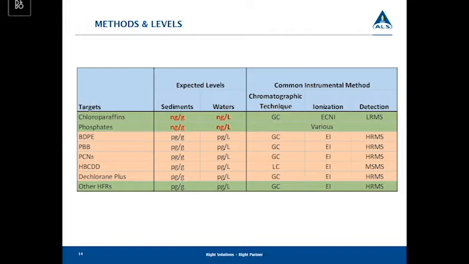Hexabromocyclododecane and decachlorine plus are certainly of concern. They have been monitored a fair amount. The ones that to me have been under-monitored are the ones in green, the chlorinated paraffins, particularly, and phosphates. I want to note that these tend to be at much higher concentrations and yet have not been emphasized as far as monitoring.